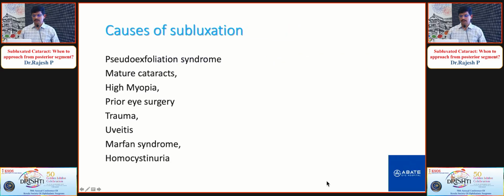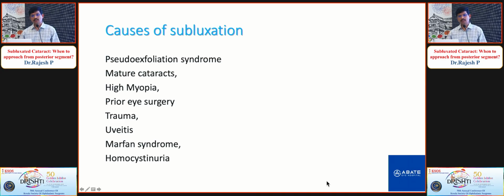There are various causes for subluxation. The most important cause that we commonly come across is pseudo-exfoliation syndrome. Then patients with mature cataracts and high myopia. These are probably the three situations where the zonules can progressively become weaker over a period of time. These are conditions with progressive zonulopathy, and you can have a subluxation even after cataract surgery. Even after a successful cataract surgery, these patients can end up with a subluxated IOL.